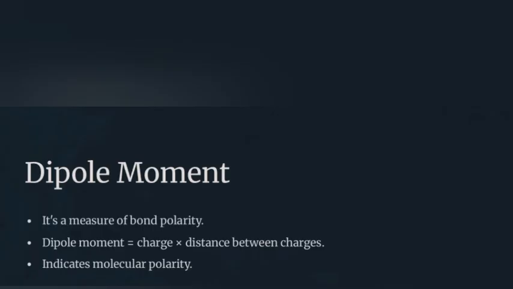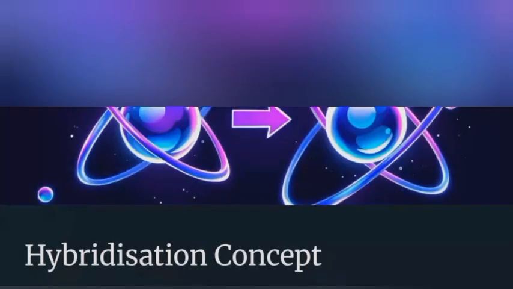So it indicates molecular polarity. The same thing we always said at the beginning. When you see that the dipole moment is increasing, it means that the molecule or the bond is more polar. There is a difference in the electronegativity of the two species involved in that bond. So let's move on to the next portion of this lesson, talking about hybridization.